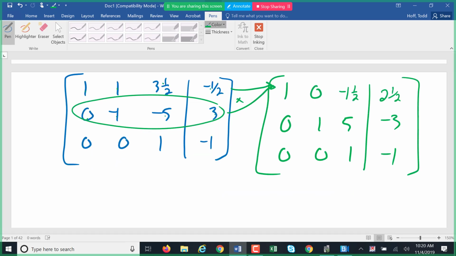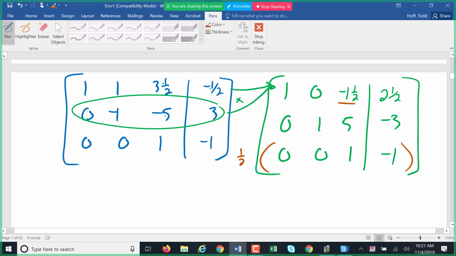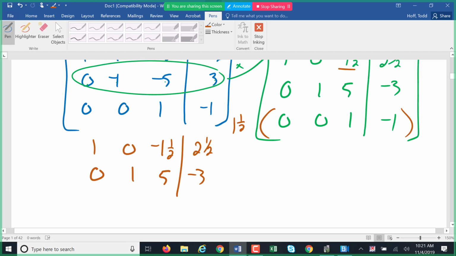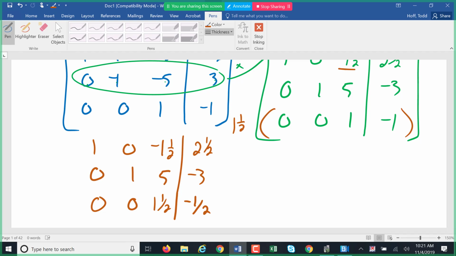So I'm going to continue to pick away at that top equation. To get rid of that -1/2, or that -1.5, I'm going to multiply this bottom row by 1.5. So my top row is still the same. Middle row is still the same. That bottom row becomes 0, 0, 1.5, -1.5.